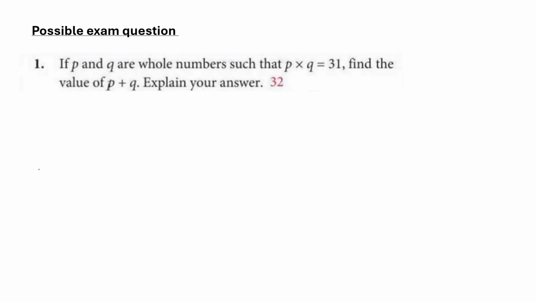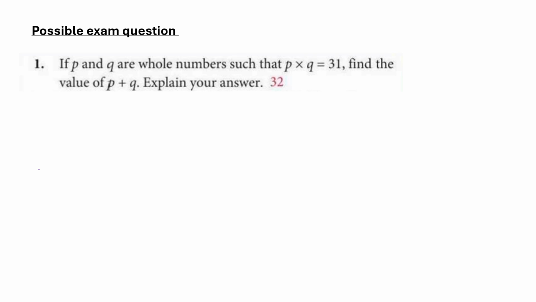Let's look at a possible exam question. If you're given P and Q such that they are whole numbers, and P times Q equals 31, you're asked to find the value of P plus Q. Actually 31 is a prime number. But supposing we do not know 31 is a prime number, we can use the test that we have learned earlier on to justify that 31 is a prime number.